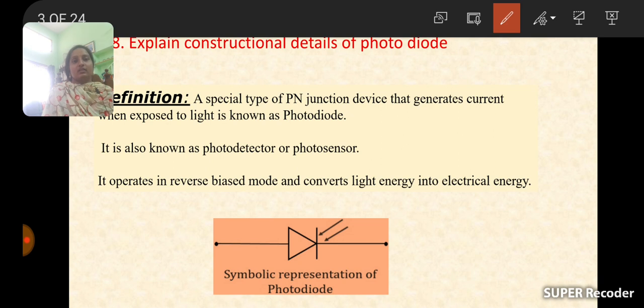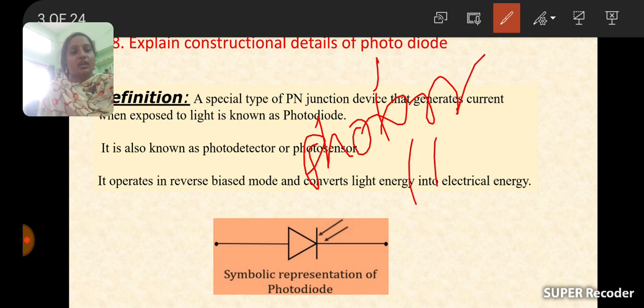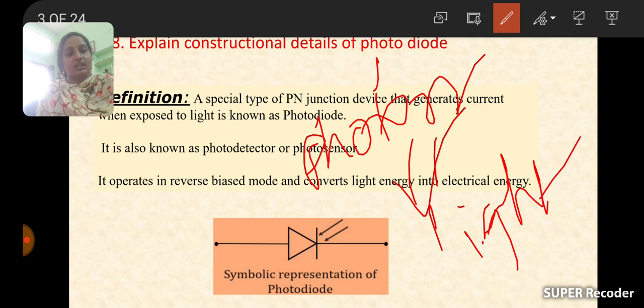And see here, the name itself indicates photodiode means photons. If the diode works based on the imposing of photons, that's why it is called photodiode. So what is meant by photo or photons? What is the name of the energy that must be delivered from the photon? Light energy. Is it clear?